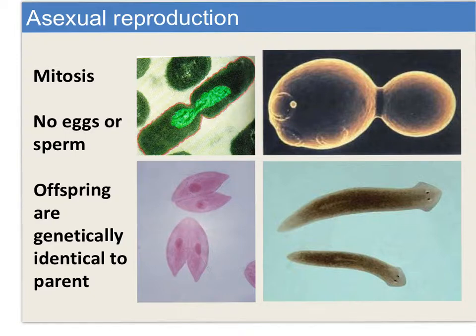I think this is a parasite, Giardia, that intestinal parasite. So, when you have asexual reproduction using mitosis, you've got clones. You're making clones of the originals. They've got the exact same DNA, the exact same alleles, unless there's a mutation.